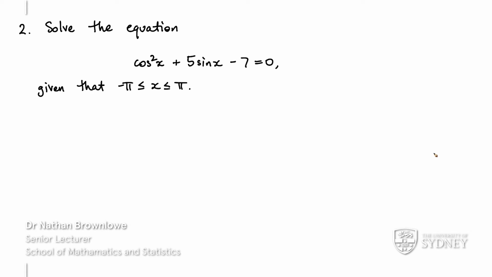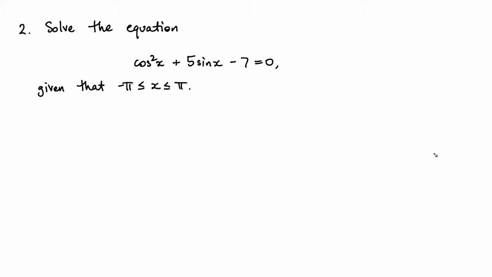In our second question for Module 6, we're going to solve another equation. This time our equation is cosine squared x plus 5 sine x minus 7 equals 0. And we're given a restriction on x. X must take values between minus pi and pi. This is quite common when dealing with equations with trigonometric functions like cosine and sine.